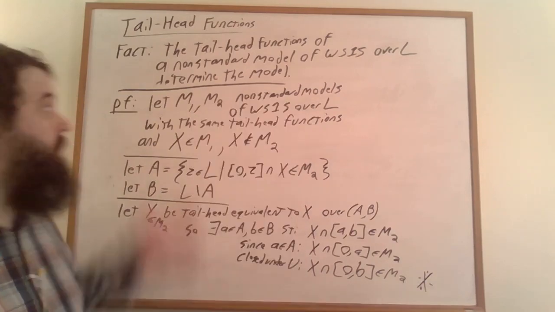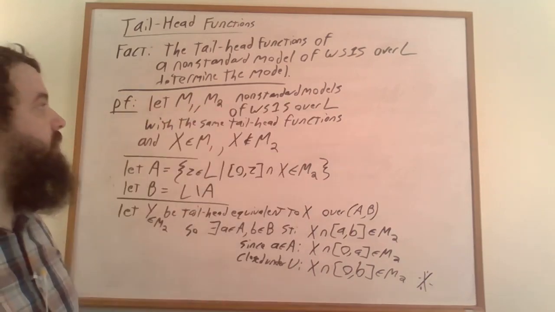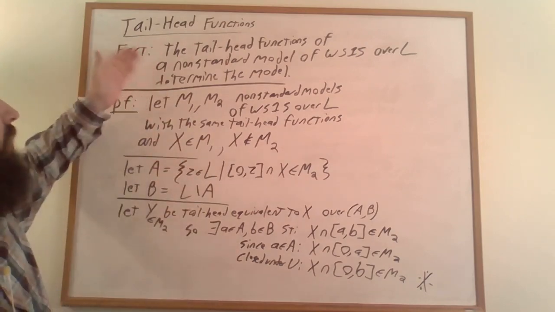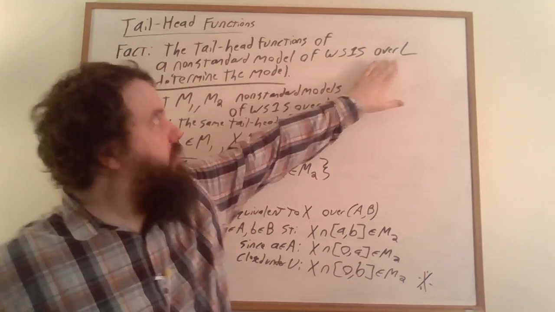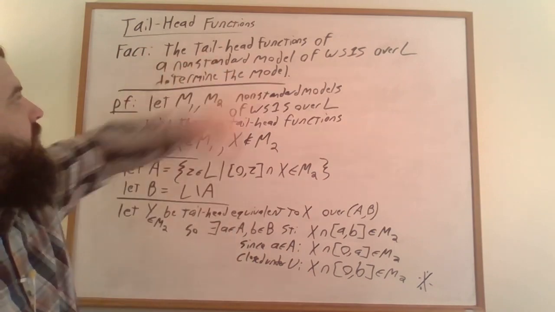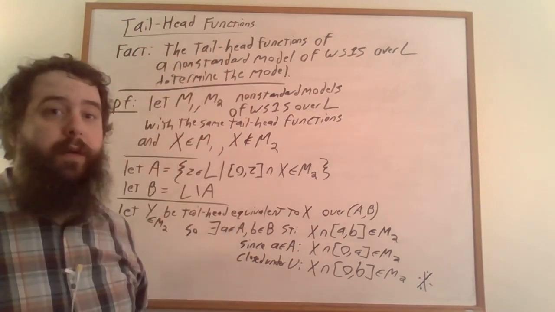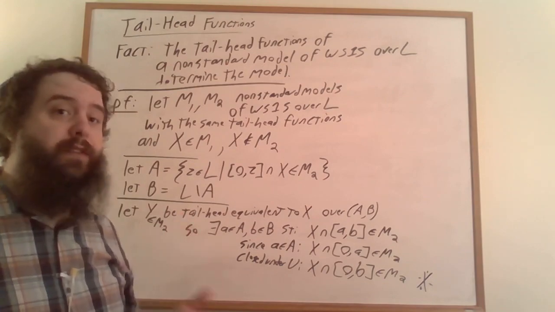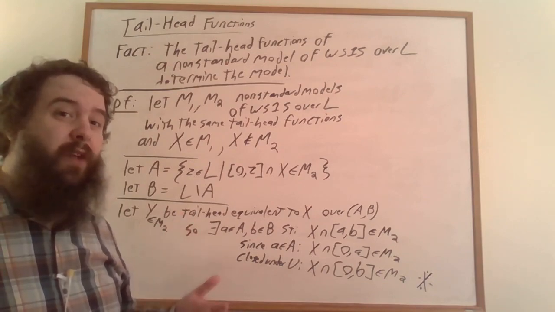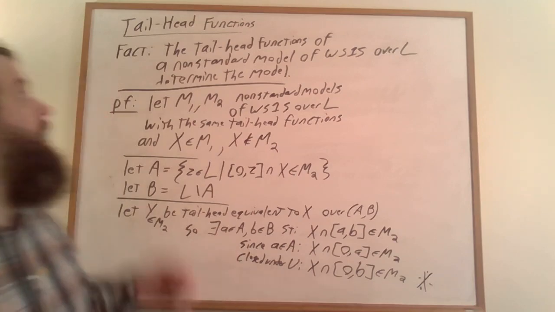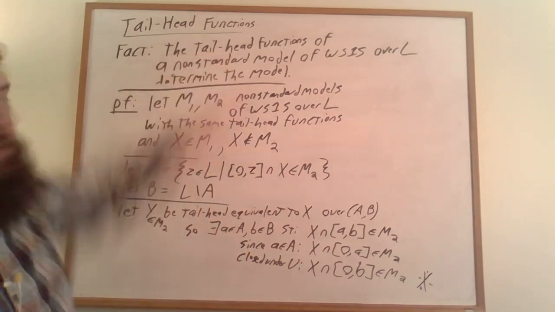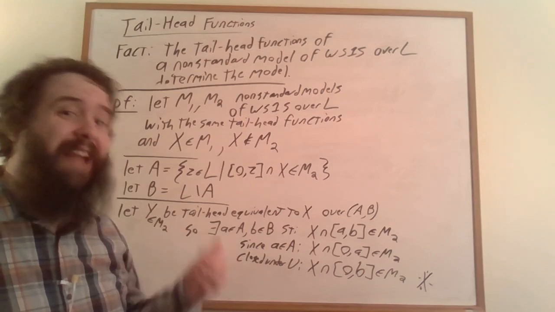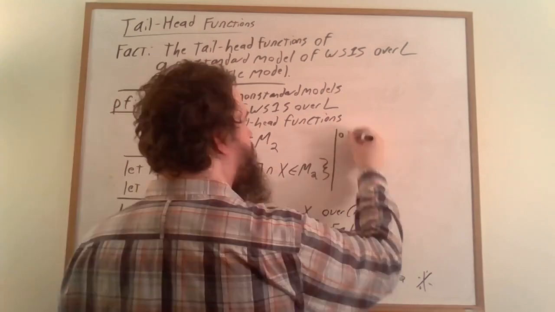So our assumption that we could come up with these separate non-standard models in the first place was wrong. If we have two non-standard models over the same first-order part, their tail-head functions determine the entire model. Another way of saying this is that if we want to study non-standard models of weak S1s, really all we need to do is study tail-head functions. And maybe there are limitations on how we can combine tail-head functions together.